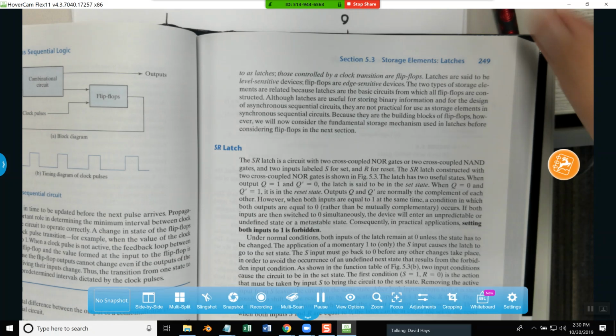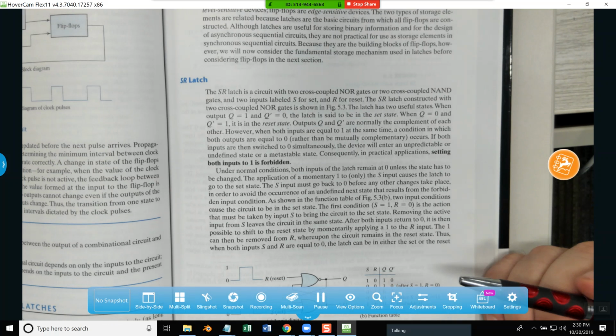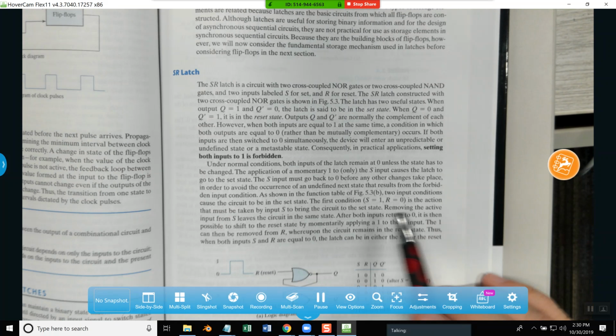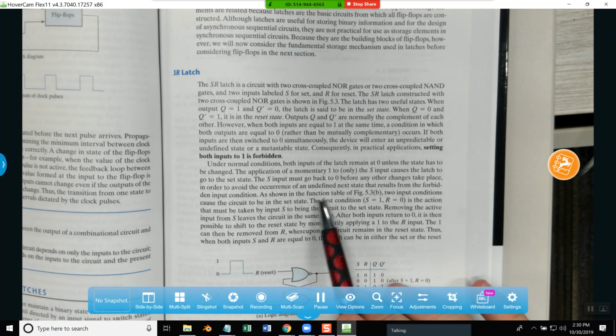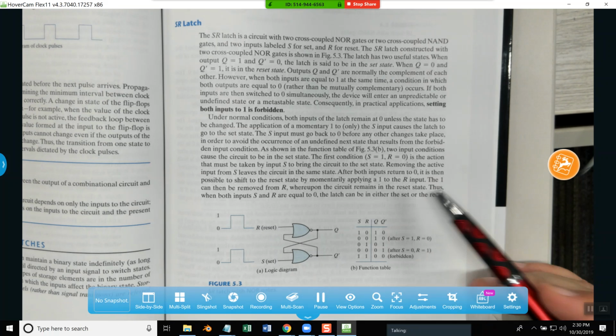I mean, it makes sense when you think about it. You can't be setting it and resetting at the same time. Okay. Showing the function table, a figure by 2 input conditions that must be taken by 2 input conditions cause circuit to be in a set state.